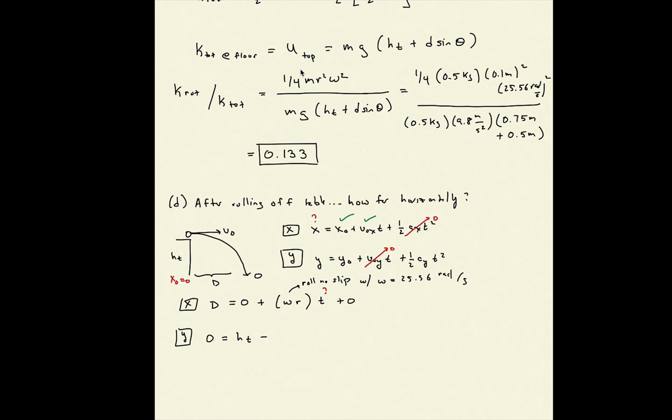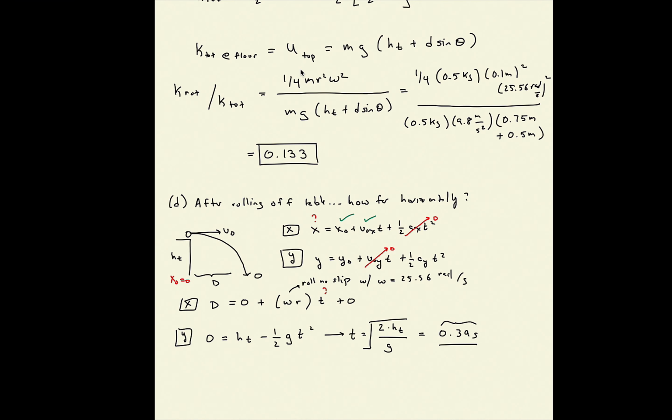Then we have minus 1/2 times acceleration due to gravity, t squared. Solving for t, which we've done many times, this means we have t equals the square root of 2 times the height of the table over g. Plug in the numbers, you get about 0.39 seconds.